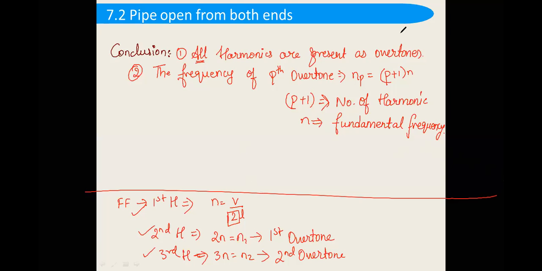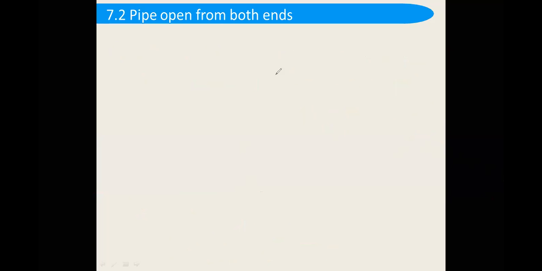Okay, so I hope you have taken the screenshot. Let us move to the next question. The pipe open from both ends is done, sorry. Next, the pipe closed at one end. That is going to be the pipe closed at one end. So that's the next concept, pipe closed at one end.